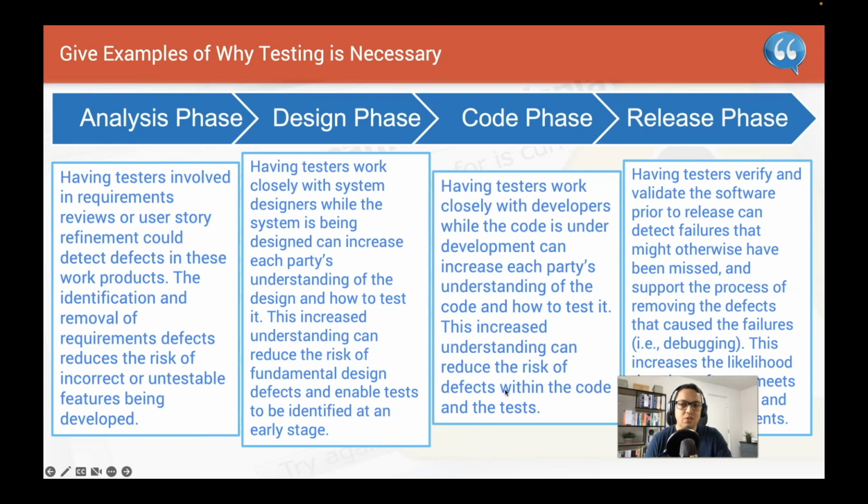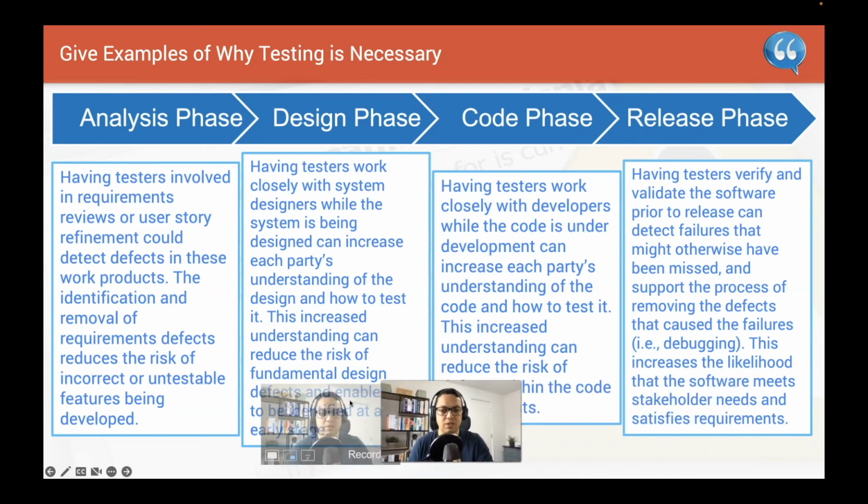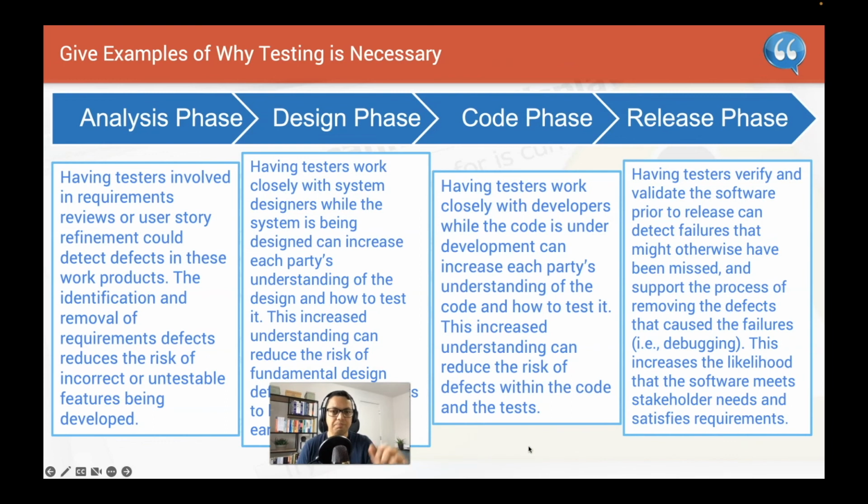At the design phase as well, it's good to have testers involved, because while the system is being designed and discussed, testers can help by thinking about how they are going to test it, and can also help understand and reduce the risk of things before they are actually designed. Again, asking questions and just being curious and intrigued about what is being designed.